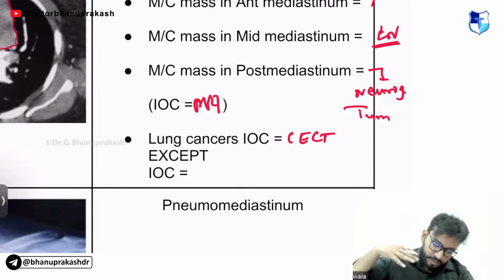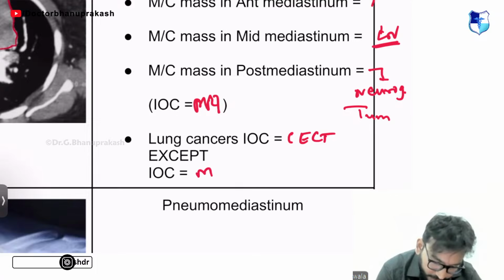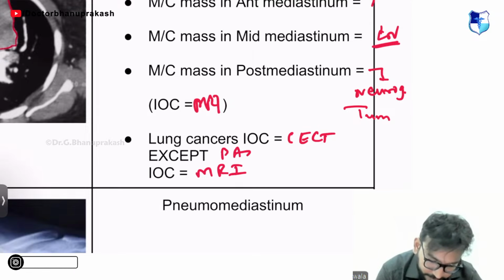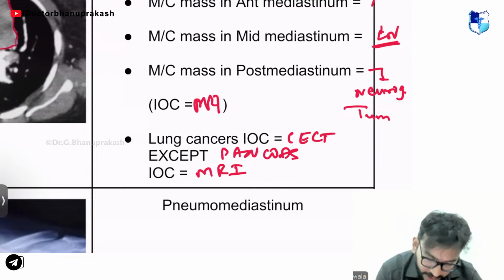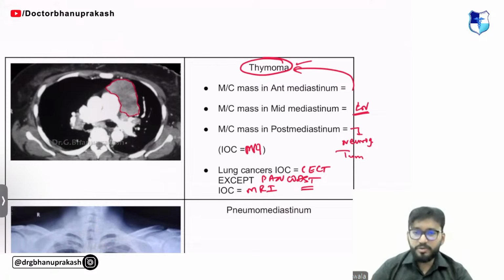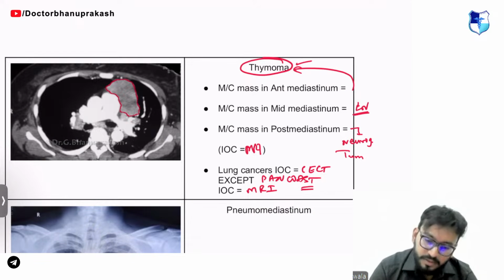For which tumor is the investigation of choice MRI, not CT? Guys, which tumor? Come on. Yes, the pancreas tumor. Beautiful. Okay, see, everything is here. All your MCQ points are here. This is all you need to see before you go for exams, guys. All you need to see after this session to revise.